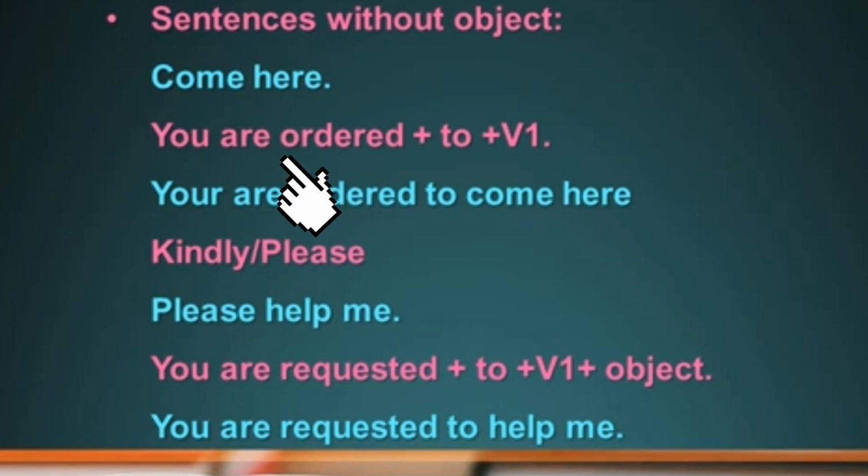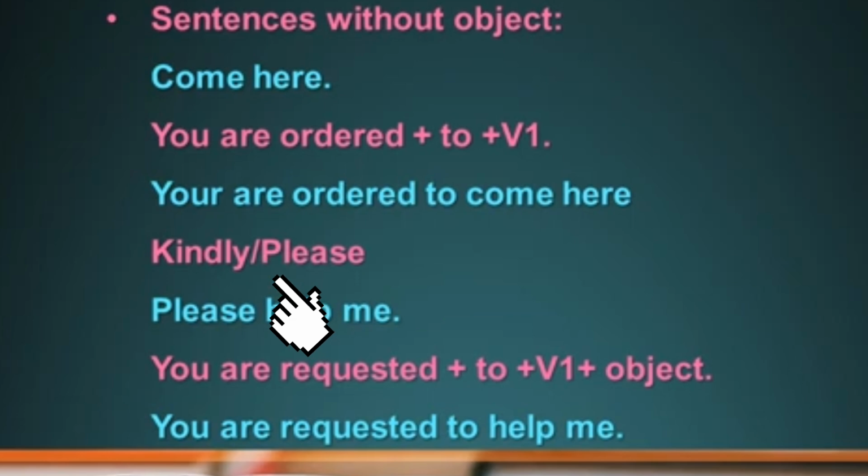So while changing into passive voice, the thing that you need to do, you have to write first you are ordered according to the mood of the sentence. So ये order है तो we write you are ordered, then preposition to and then first form of verb. So the passive voice is you are ordered to come here.